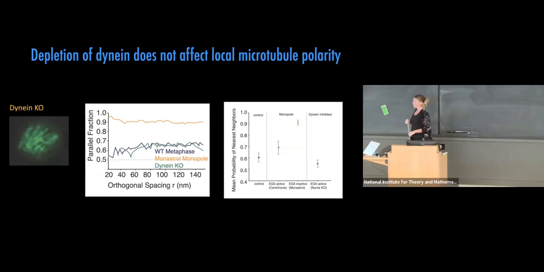If you look at dynein, you can see dynein is here. So dynein did nothing to the polarity of the microtubules. And this is just another way to look at it, right? This is control. This is an EG5 active monopolar spindle with centrinone, still monopolar spindle with monastrol, parallel. And here's the dynein inhibited spindle. And there you can see that it's, again, antiparallel.